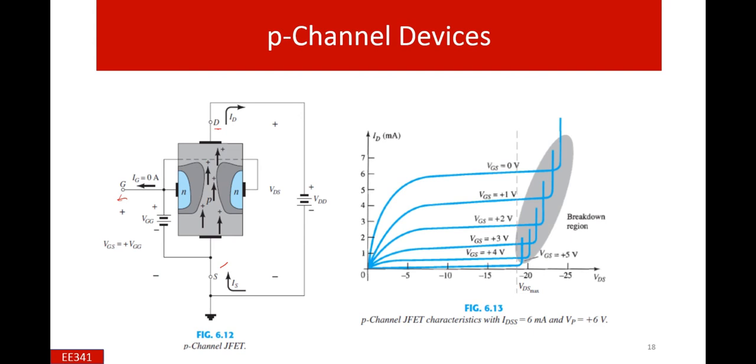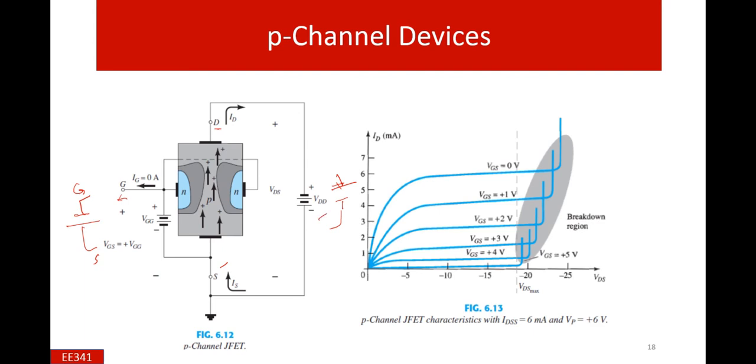The polarity of the potential applied between the gate and the source in the N channel was negative here and positive here. This is connected to the source and this is connected to the gate. Similarly, for the voltage applied between the drain and the source in the N channel, this is positive and this is negative. In this case, it is the reverse situation.